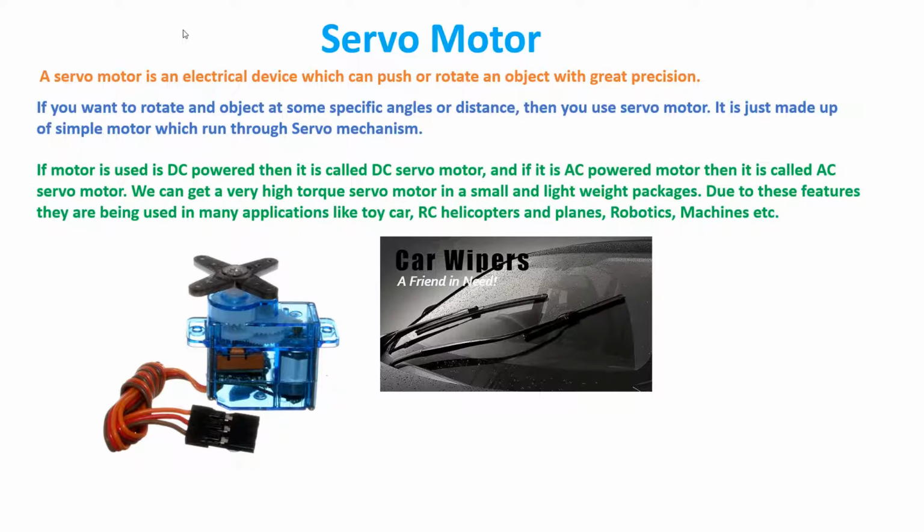Let's consider the example of car wipers. Let's say my car wiper needs to operate from a 30-degree angle to a 120-degree angle. In this case, a specific angular movement is required. Whenever a specific angular movement is required, we use servo motors. There are various applications as well, which will be covered in the last section of this video.